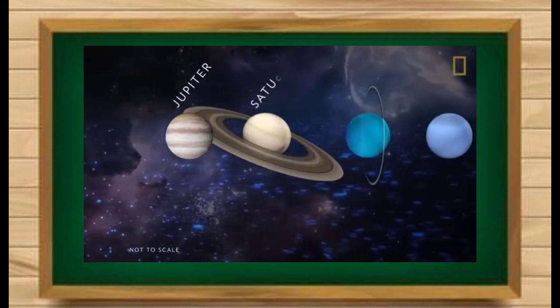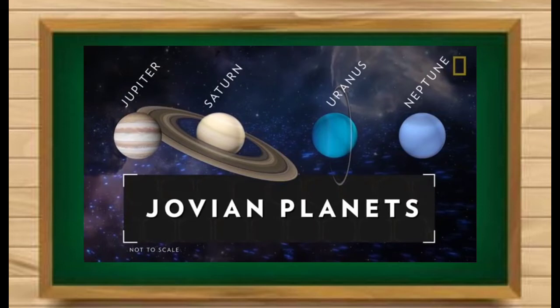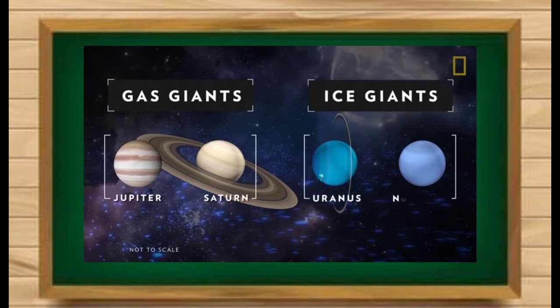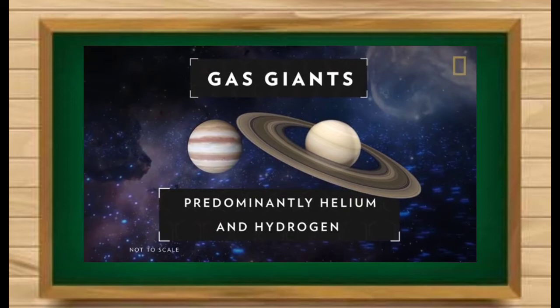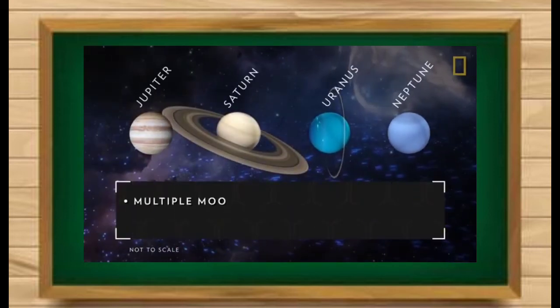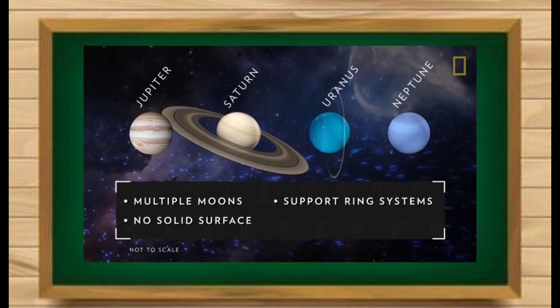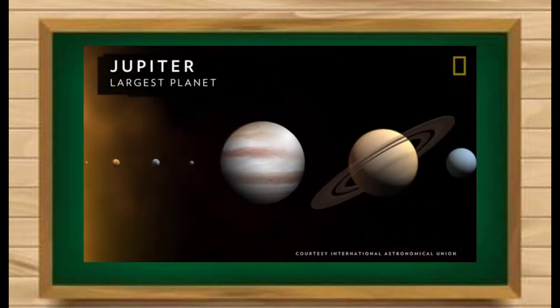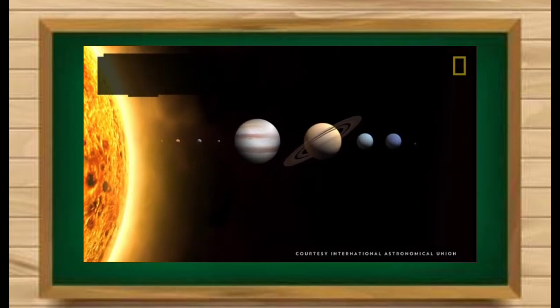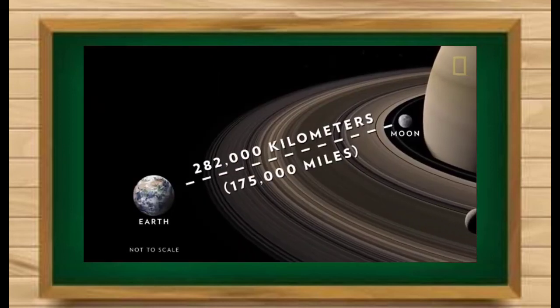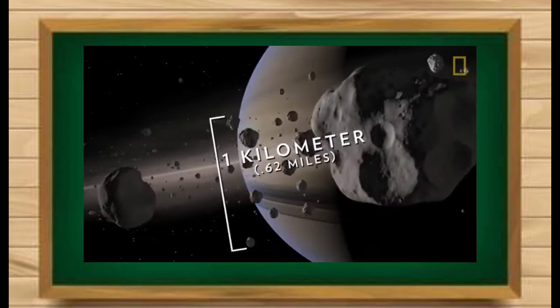Beyond the four terrestrial planets of the inner solar system lie the Jovian planets of the outer solar system. The Jovian planets include gas giants Jupiter and Saturn and ice giants Uranus and Neptune. The gas giants are predominantly made of helium and hydrogen, and the ice giants also contain rock, ice, and a liquid mixture of water, methane, and ammonia. All four Jovian planets have multiple moons, sport ring systems, have no solid surface, and are immense. The largest Jovian is also the largest planet in the solar system, Jupiter. Nearby is Saturn, the solar system's second largest planet. Its signature rings are wide enough to fit between Earth and the Moon, but are barely a kilometer thick.